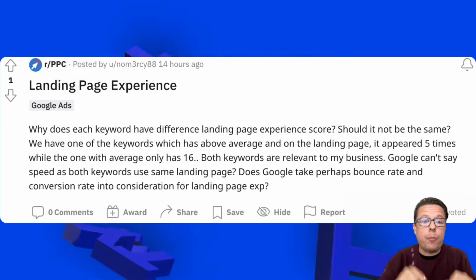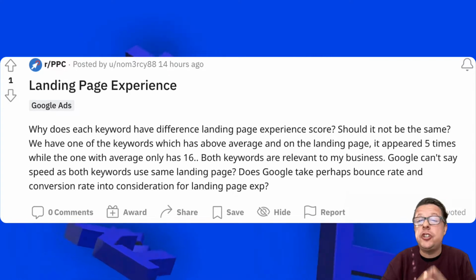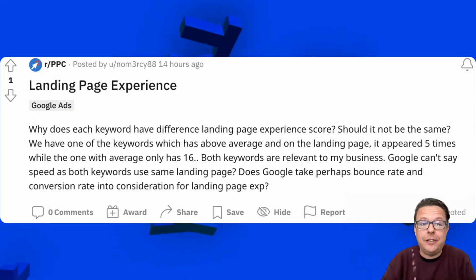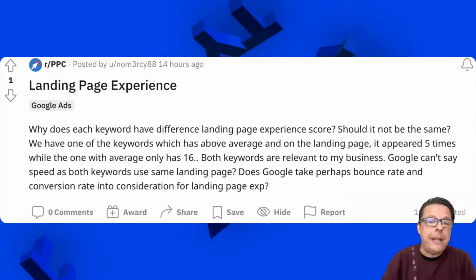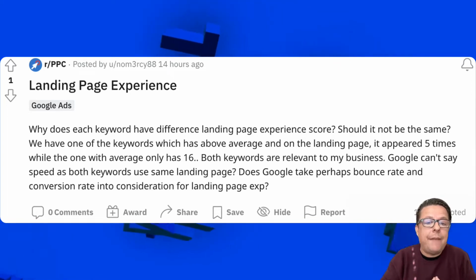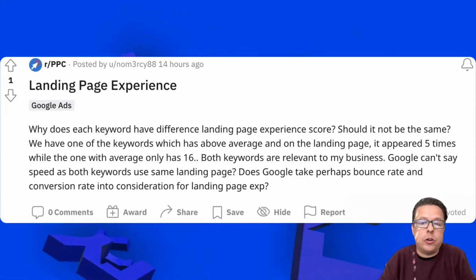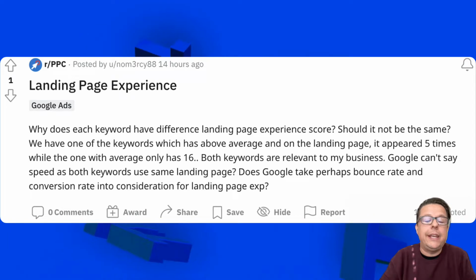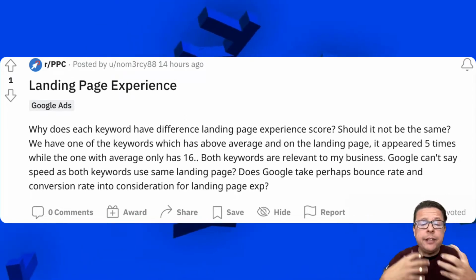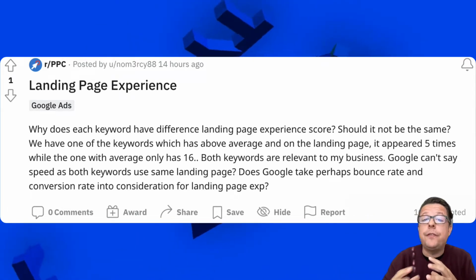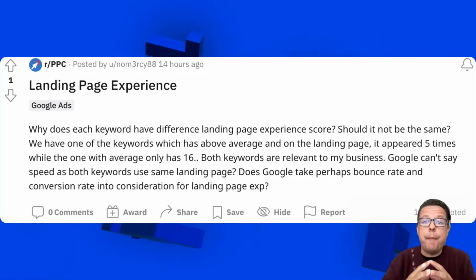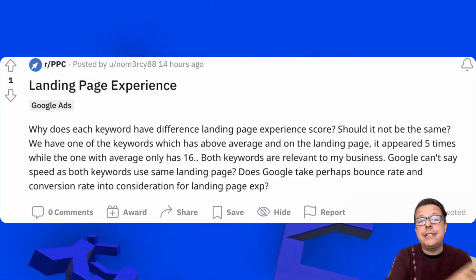This question is from Reddit and it's from a user's name that I'm sure is something clever that I just don't get. I'm not a clever guy. Landing page experience. Why does each keyword have different landing page experience score? Shouldn't it be the same? We have one of the keywords and he goes on to say, the keywords that are on the page are super relevant for the users, and they're similar, but you get different landing page experience scores from these.